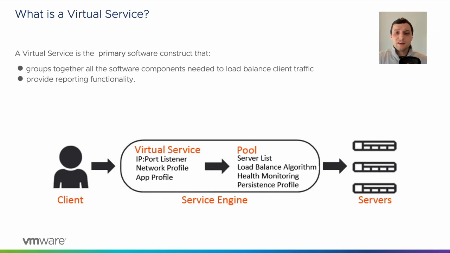So looking at this diagram, we see a client is going to establish a connection to a virtual service. That virtual service is going to have an IP, port, listener, network profile, and app profile at a very minimum. There's some other minimums, and that's on the next slide, but at a very minimum. And this virtual service is actually placed on a service engine, and the service engine knows how to reach the backend pools. So at a high level, this is what our traffic flows will look like, and I'll show that in our demo at the end as well.